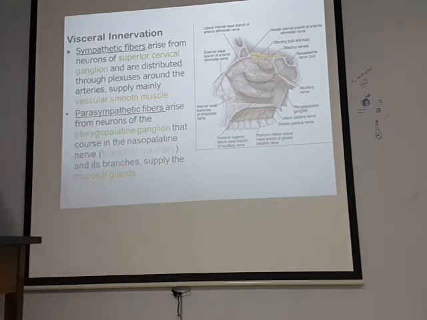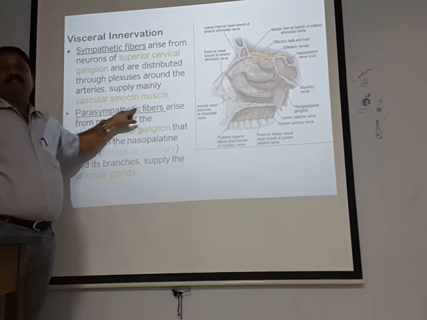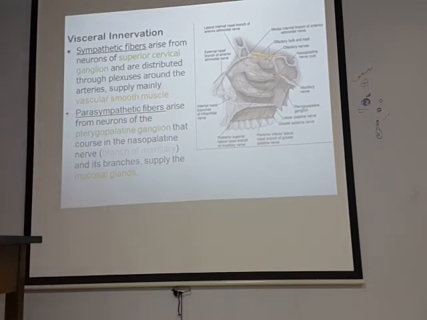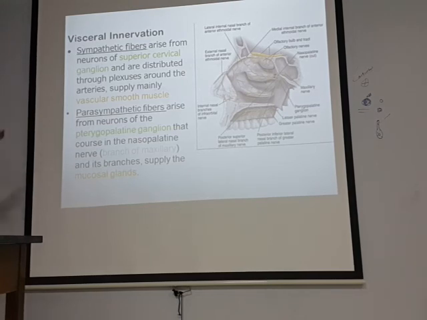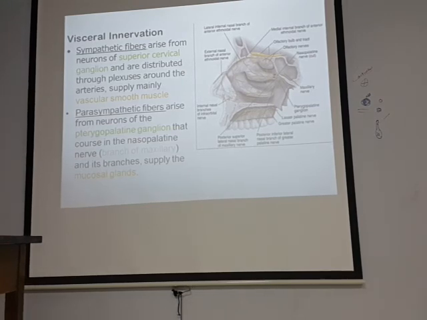So the maxilla bone will be there, isn't it? In between there is a space, and that space we call the pterygopalatine fossa. In that fossa, the pterygopalatine ganglia is located. Fibers from that we call the parasympathetic innervation. It is a branch of the maxillary nerve, which relays to the pterygopalatine ganglia, and the post-ganglionic fibers supply the parasympathetic part. So this is about the nerve innervation of the nasal cavity.